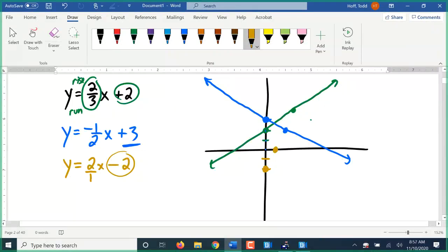Now, if that's not enough information for us to feel comfortable graphing, we can do our slope again. We can rise 2, run 1, make another point. We can keep going if we needed to. There's our line.